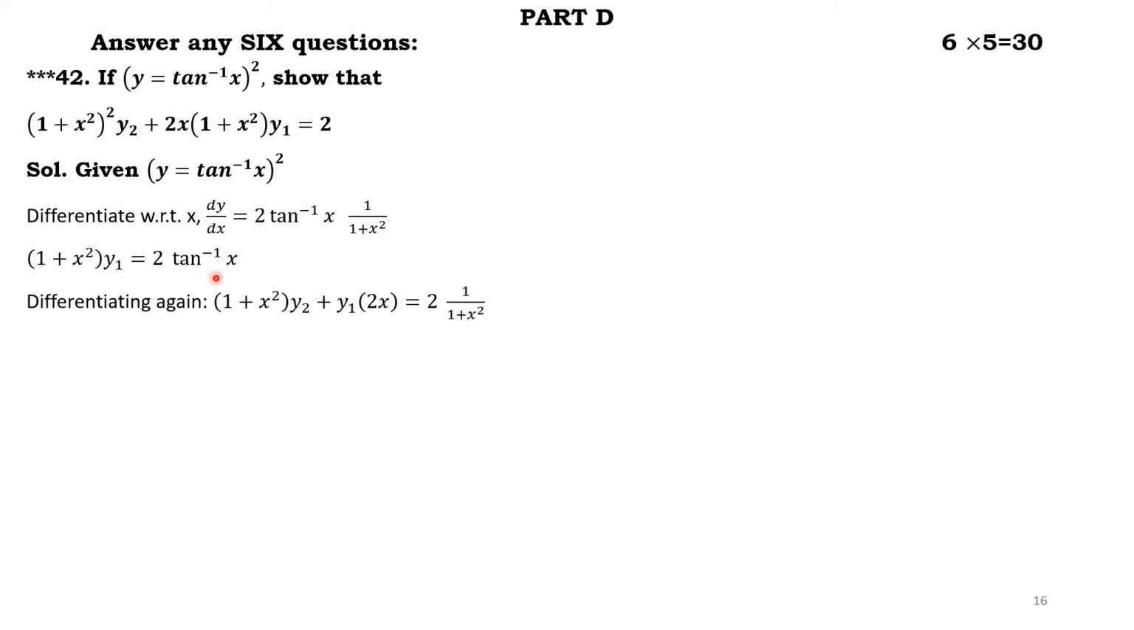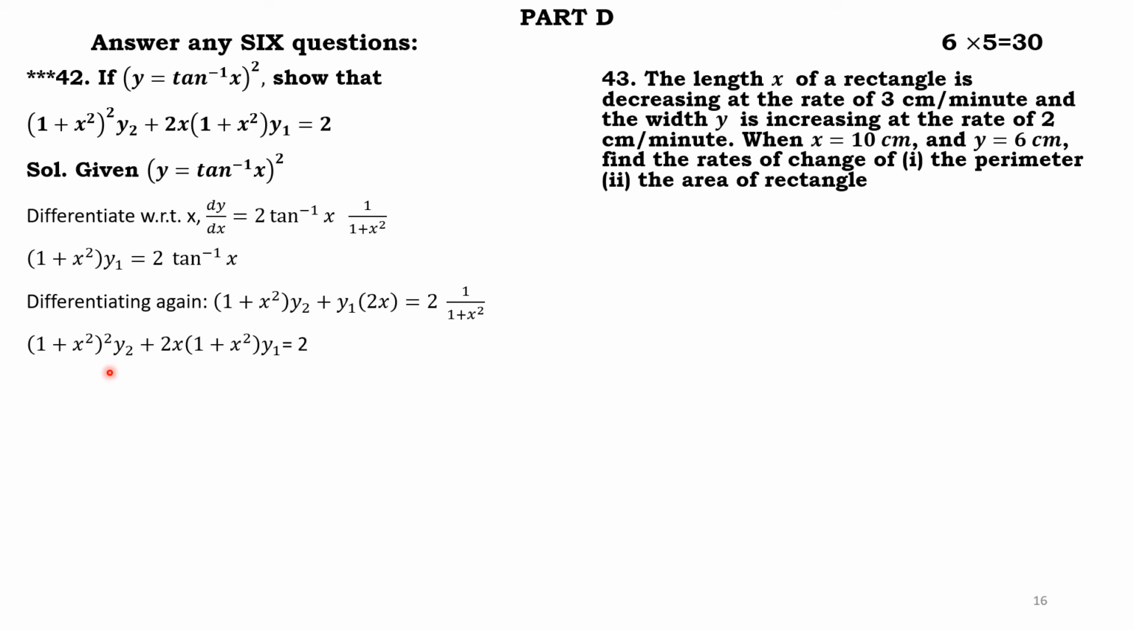That is equal to 2 times dy by dx of tan inverse of x, which is 1 over 1 plus x square. Therefore, simplifying, we get (1 plus x square) into y2 plus 2x into... multiplying 2x into 1 plus x square equals 2. That is cross multiplying with 1 plus x square. So 1 plus x square becomes (1 plus x square) whole square here. That is the answer. For that you will get 5 marks.